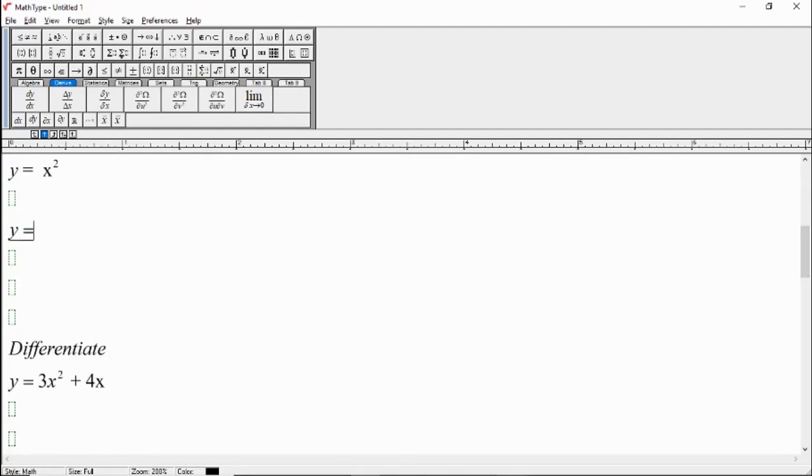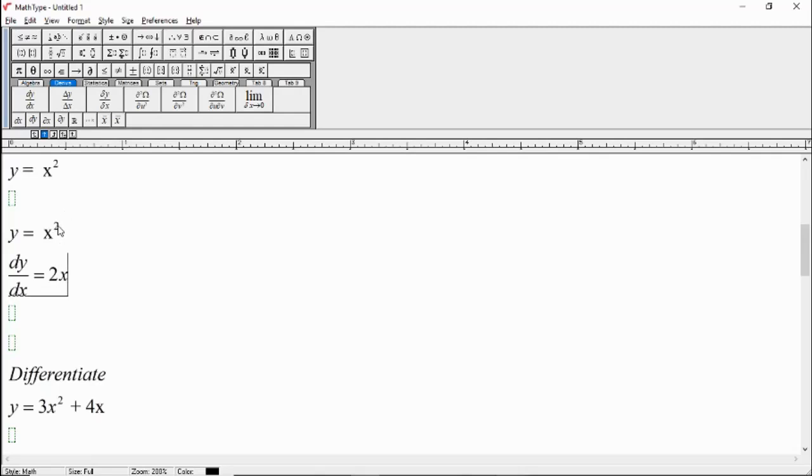So y is equal to x squared. dy by dx is equal to nx to the power of n minus 1. So we're going to do 2 multiplied by x. So you get 2x because we're multiplying the power by x. But then we're also subtracting 1 from the power. So 2 minus 1 is 1.